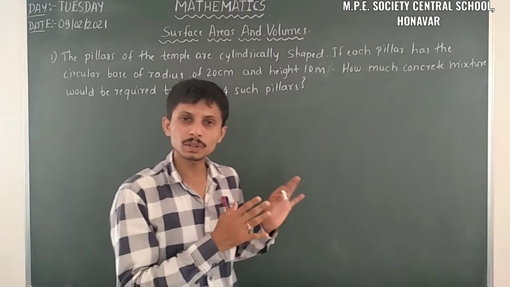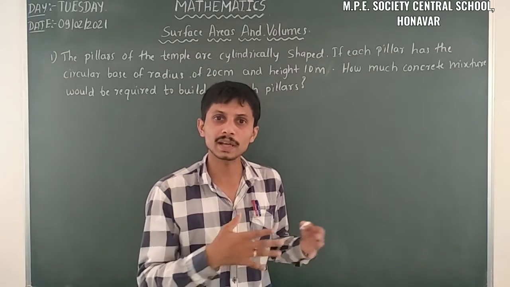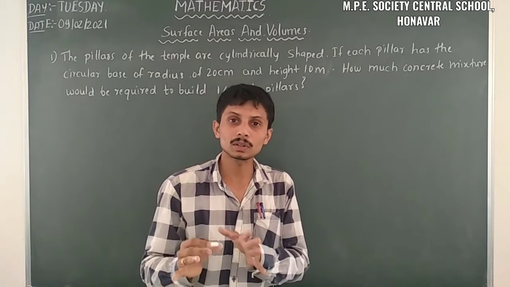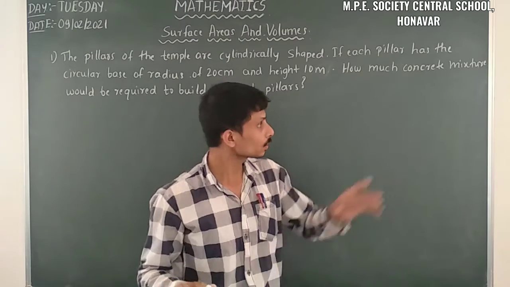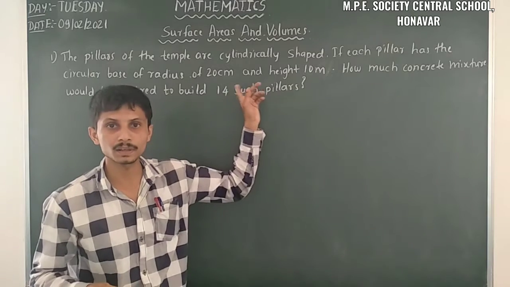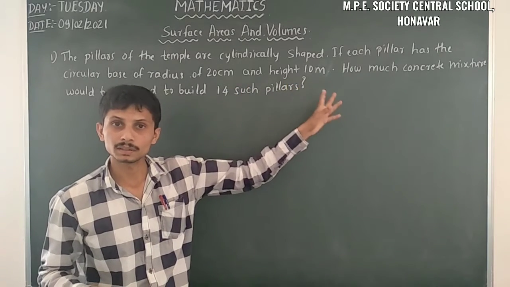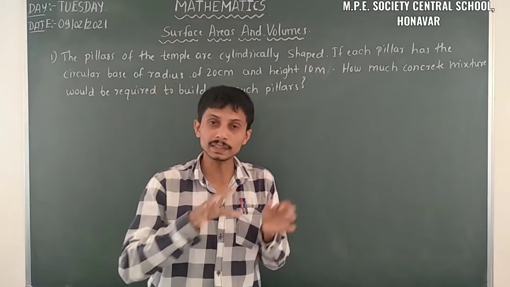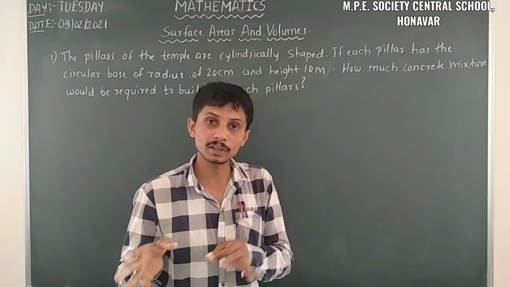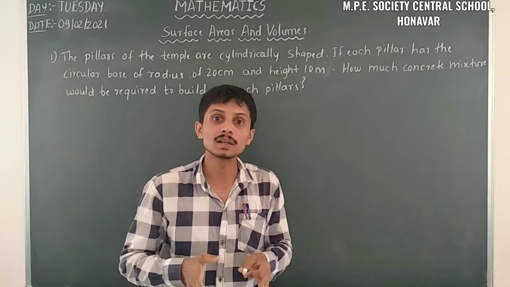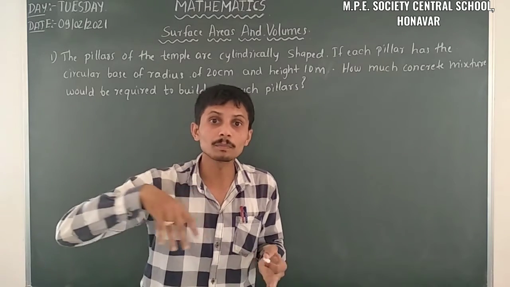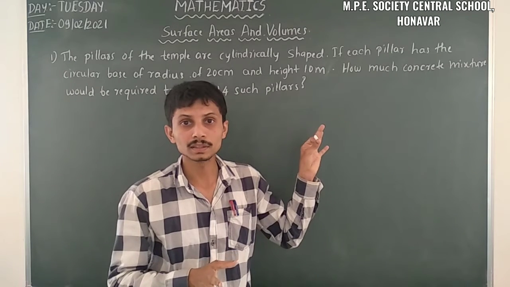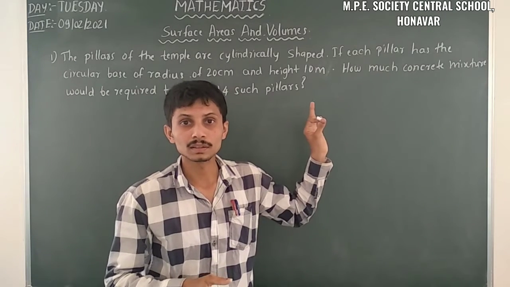Just observe, there is no volume term here. How can we recognize that we have to find the volume? We can find that out using some words. Just observe, concrete mixture, and we have to build pillars of the temple which have a cylindrical shape. So the concrete mixture goes inside a cylindrical pillar. We have to use it to build a cylindrical pillar. That means we want the complete volume. That's why we have to find the volume of the cylindrical pillars.